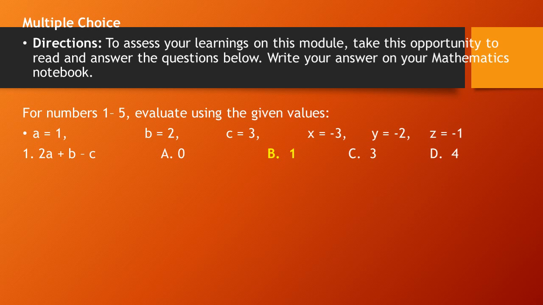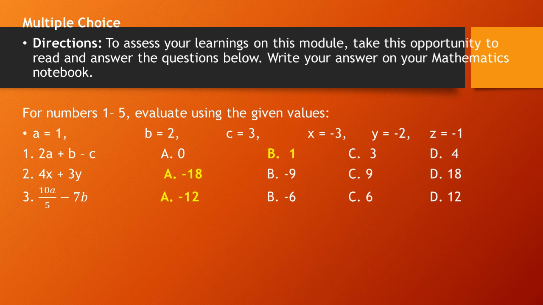Number 1, the expression is 2A plus B minus C. Then, let's substitute the values of A, B, and C. So, 2 times 1, that is 2, plus 2 is 4, minus 3 is 1. So, the answer is letter B. Number 2, the expression is 4x plus 3y. The value of x is negative 3 and y is negative 2. So 4 times negative 3 plus 3 times negative 2. 4 times negative 3 is negative 12, plus 3 times negative 2, that is negative 6. So negative 12 plus negative 6 is equal to negative 18. The answer is letter A.